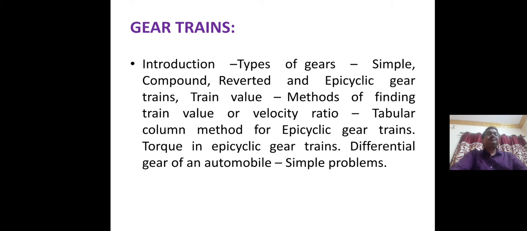Now coming to the second chapter in unit 4, gear trains. Introduction, types of gear trains: simple, compound, reverted and epicyclic gear trains, train value, methods of finding train value or velocity ratio. Generally the tabular column method is used for epicyclic gear trains. This is one of the important topics. Torque in epicyclic gear train, differential gear of an automobile. Simple problems are asked.